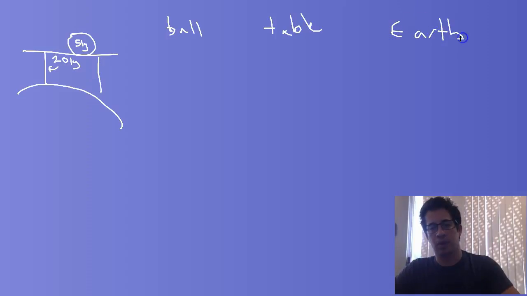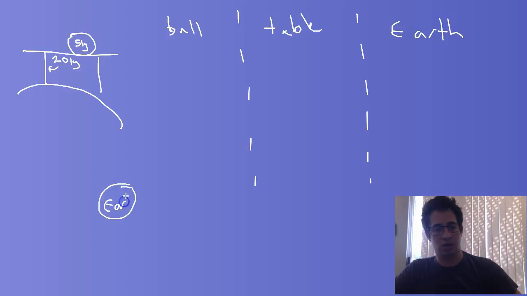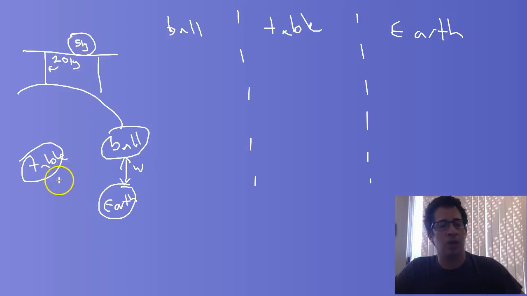Okay, and as we do these, we're going to first focus on their interaction. So I'm going to draw something called the interaction diagram. So we have three objects interacting: the Earth, the table, and the ball. Okay, and so the ball interacts with the Earth through a gravitational force. Okay, the ball has weight. Well, the table also interacts with the Earth in the same way. That table also has weight.